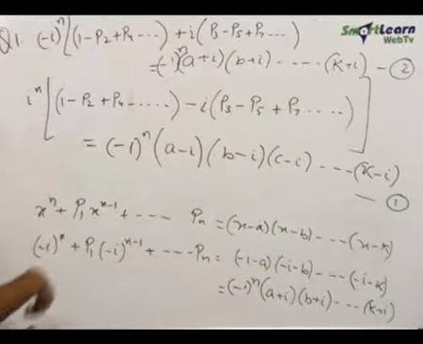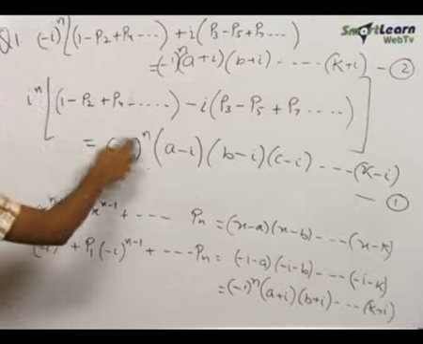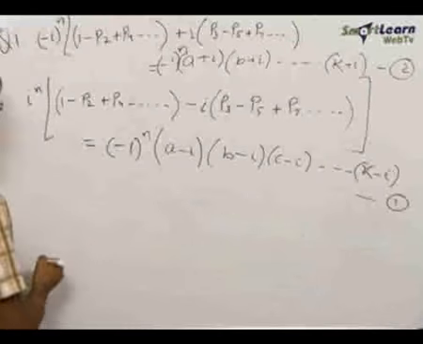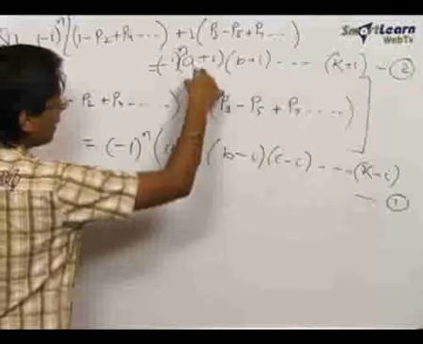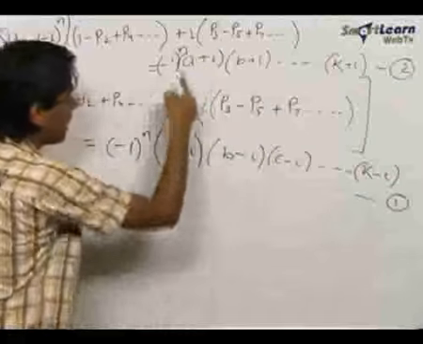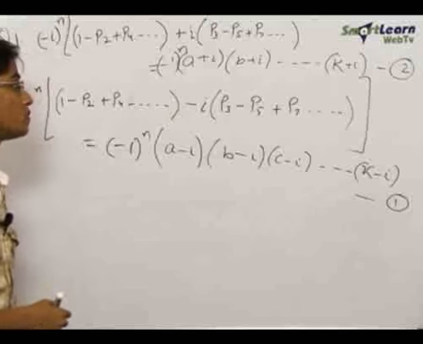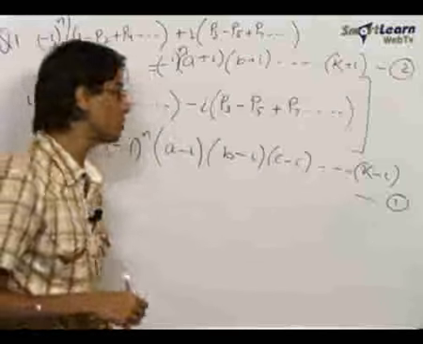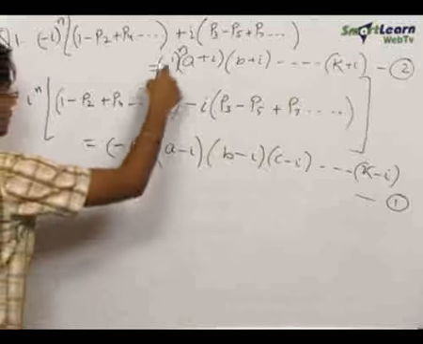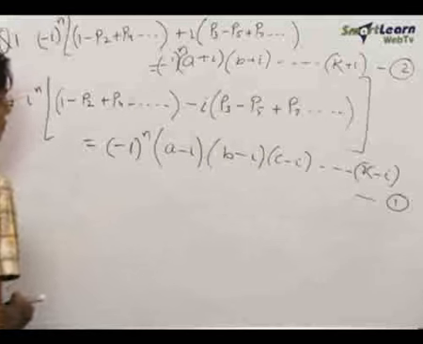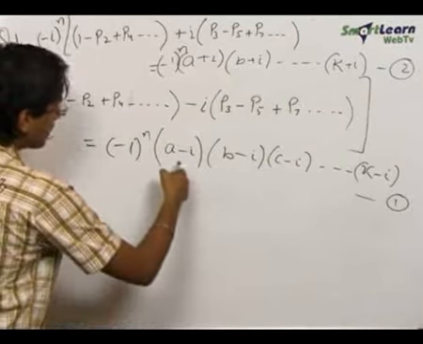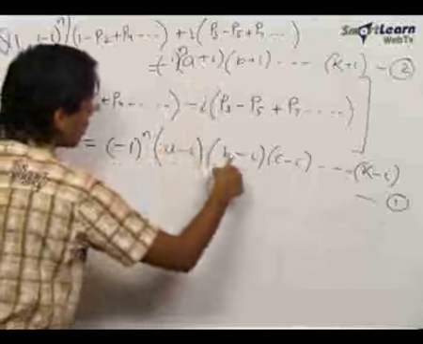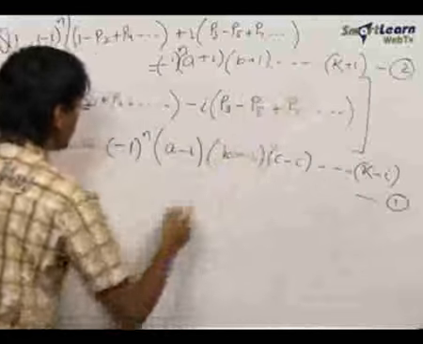Now very clearly, if we multiply expressions 1 and 2, what we'll get is this: (a minus iota) into (a plus iota) becomes a square minus iota square, and iota square is minus 1. So this becomes a square minus minus 1, which is equal to a square plus 1. Minus 1 power 2n is equal to 1. So the right hand side of the expression becomes (a square plus 1)(b square plus 1)(c square plus 1) up till (k square plus 1).